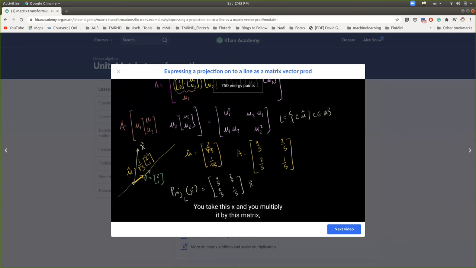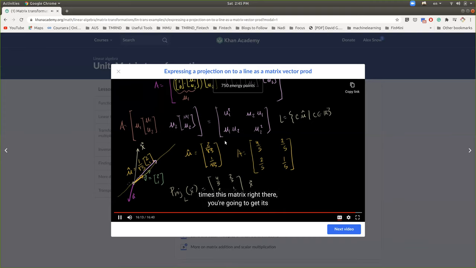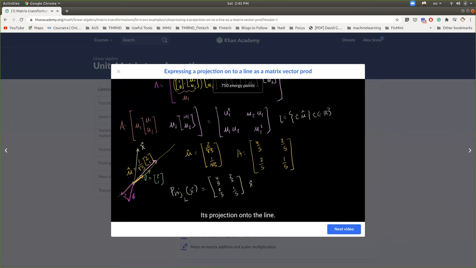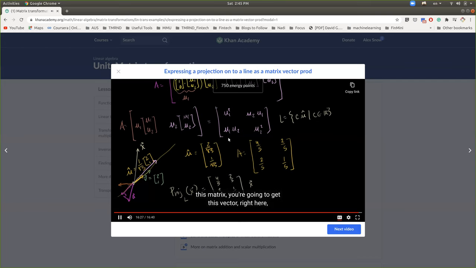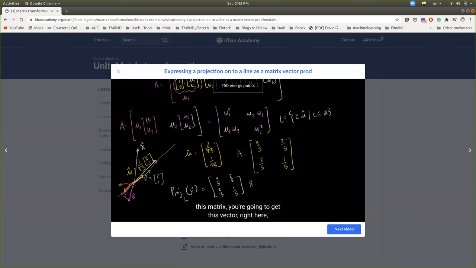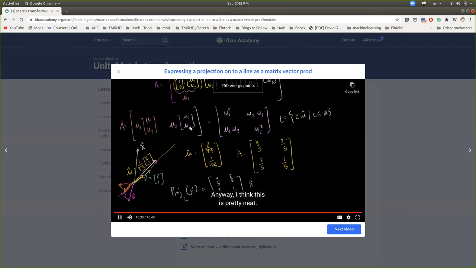So if you take this x and you multiply by this matrix, you're going to get its projection onto the line L. If you take this vector, let's say a, and you multiply it times this matrix right there, you're going to get its projection onto the line. If you take this vector right there, drawn in the standard position through the origin, and multiply it times this matrix, you're going to get this vector right here that is contained in the line, and when you subtract it from this vector, it's orthogonal. We know the definition was kind of the shadow of that vector. So anyway, I think this is pretty neat.